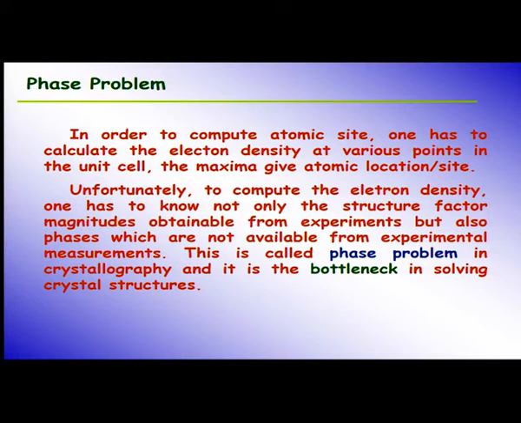But due to theoretical limitation and experimental errors, we do have some small values for that. But to compute the electron density, one has to know not only the structure factor magnitudes obtainable from experiments, called structure factor amplitude of Bragg reflection HKL, but also the phases alpha of HKL, which are not available from experimental measurement. This bottleneck is called the phase problem in crystallography, which has to be overcome if you want to do the Fourier synthesis to calculate electron density and also the electron density maximum to locate the atomic site.